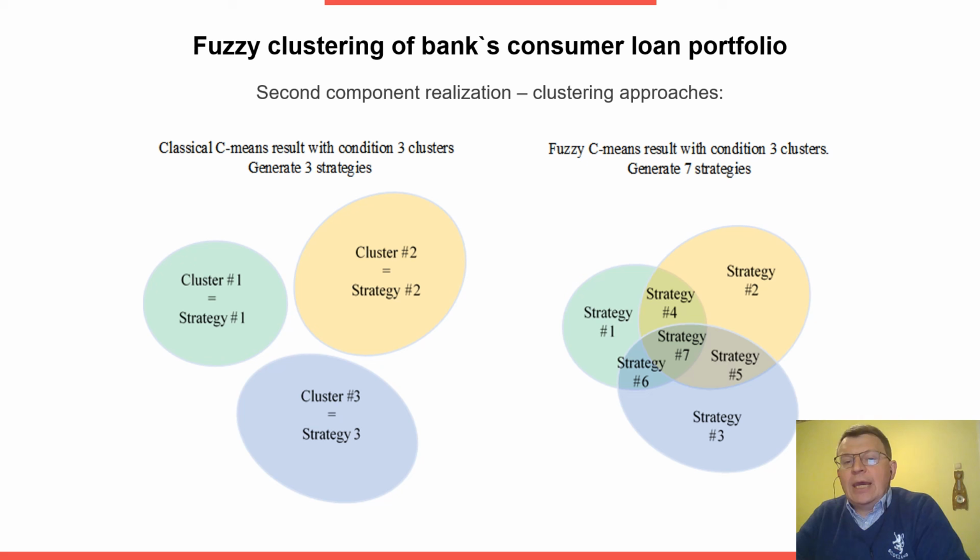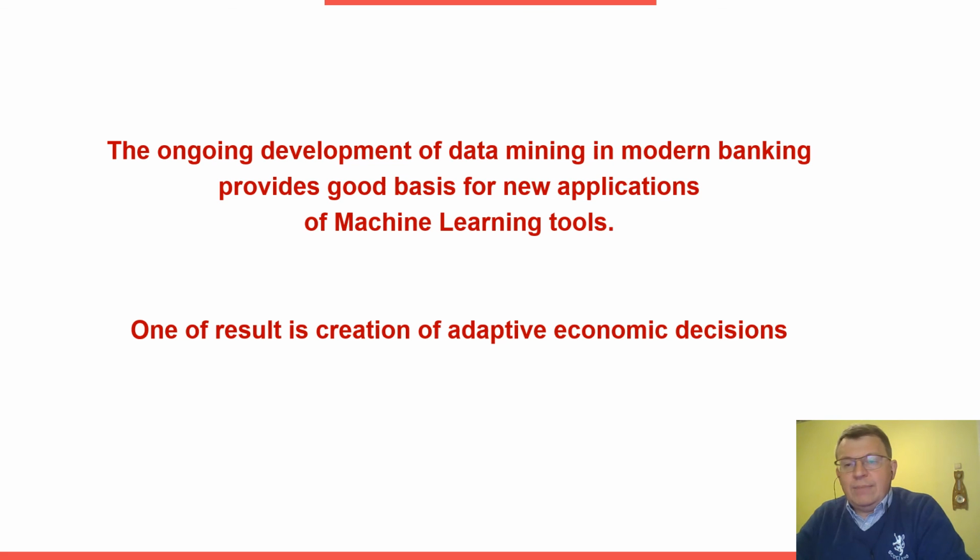You can see an application of our clustering approach by the classical approach and by the fuzzy approach. The fuzzy approach can provide more exact approaches to these customers. If in the classical way there are three clusters, in the fuzzy approach there are seven strategies, and we think this leads to more effective economic decisions. So the ongoing development of data mining in modern banking provides a good basis for new applications of machine learning, and one of the results is adaptive economic decisions.